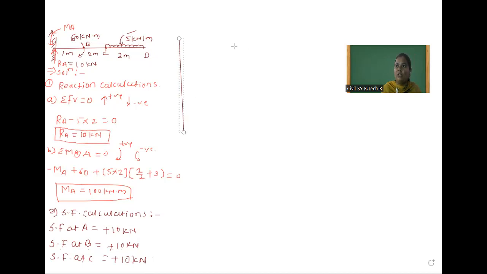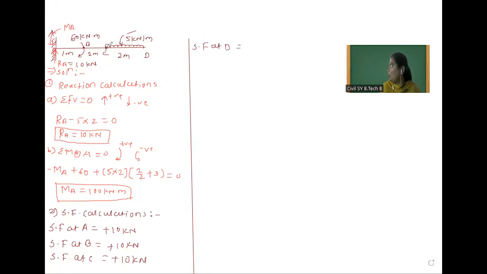Can anyone please tell me how to calculate shear force at D? We have solved a lot of numericals, that's why I'm asking. Yes, anyone, at least try. Shear force at D, which is equal to... please concentrate here.